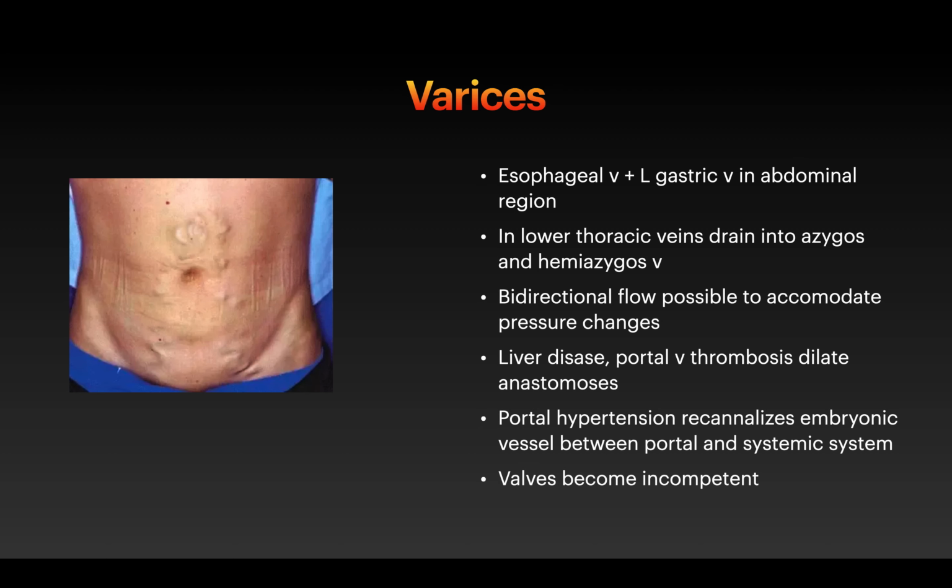Okay, so this is the important clinical correlation that I was speaking about. Varices. So the esophageal vein and the left gastric vein is going to anastomose in the abdominal region, while in the lower thoracic vein, they're going to drain into both the azygous and the hemiazygous vein. So in these veins, bidirectional flow is possible in order to accommodate the pressure changes. Remember, the intrathoracic is going to be negative, and the intra-abdominal is going to be positive.